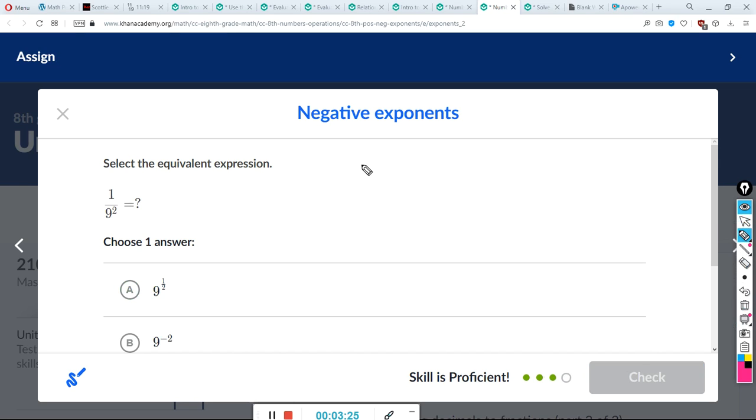Alright, here we have 1 over 9 squared. And if we want to move this up, that's just 9 to the negative 2.